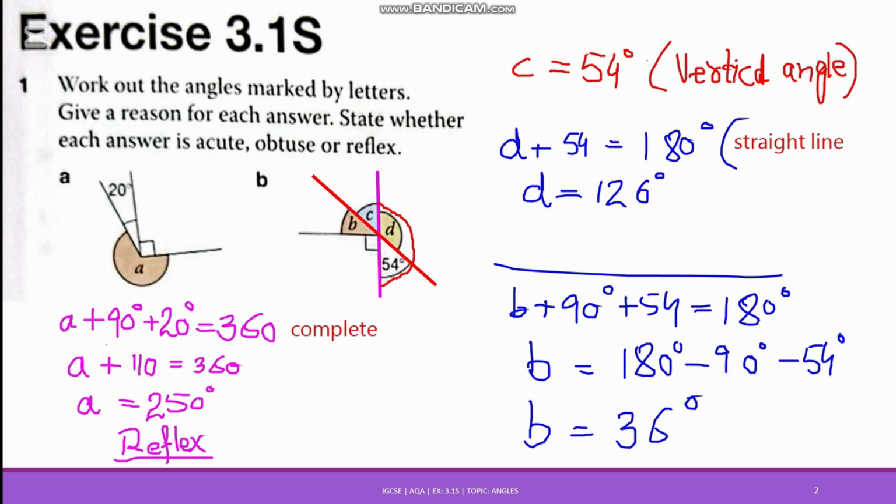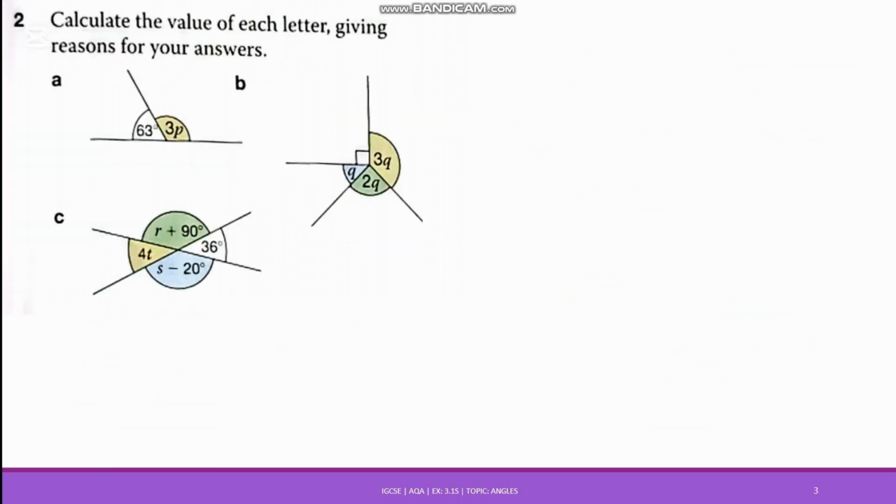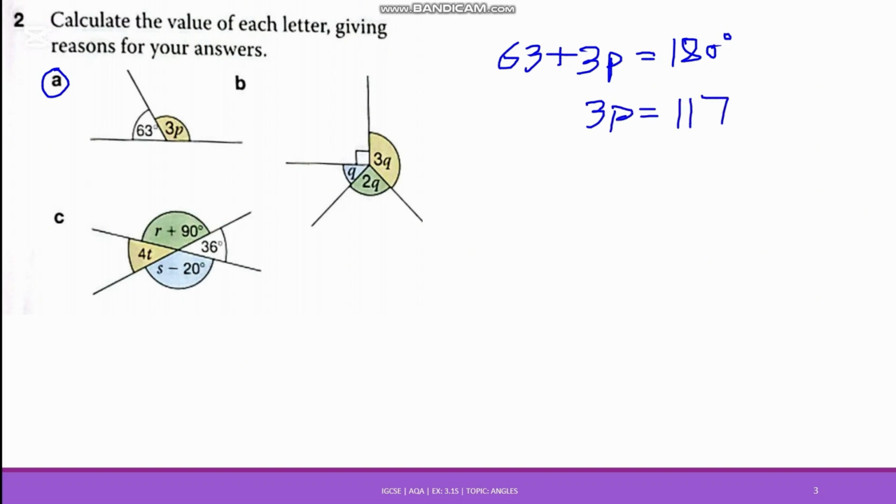Now let's do the second question. In question number 2, part A, we have to figure out the size of B. The angles on a straight line will again add up to 180 degrees. So we can say that 63 plus 3p equals 180 degrees. Now let's subtract 63 from both sides. We will get 117 over there. And if we divide both sides by 3, we will get the size of B. That will be 39 degrees.